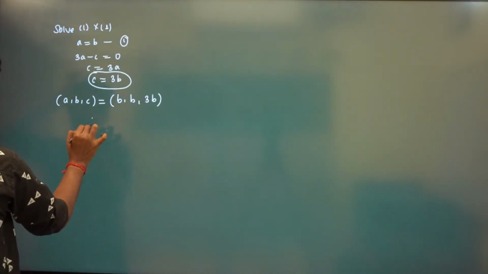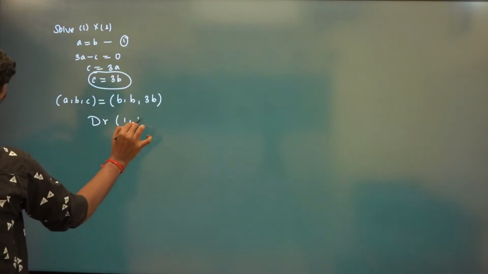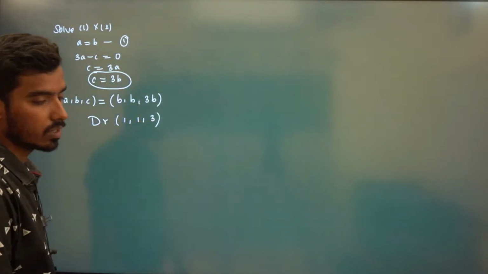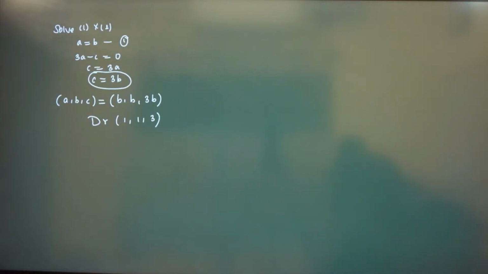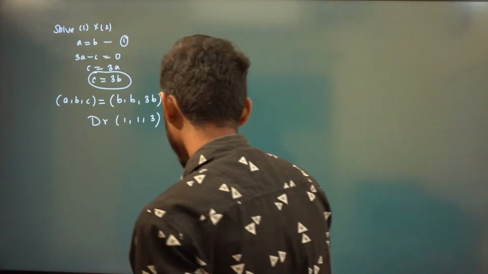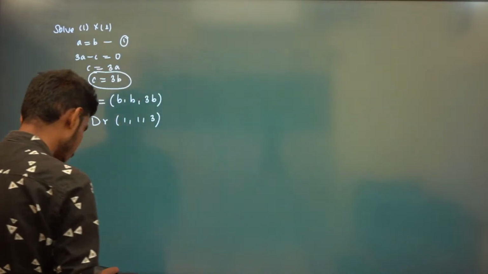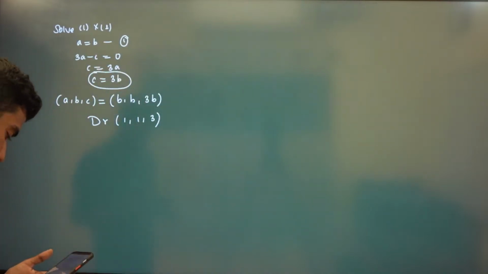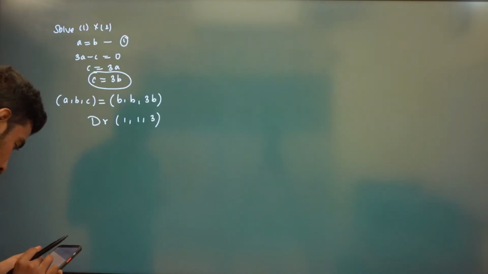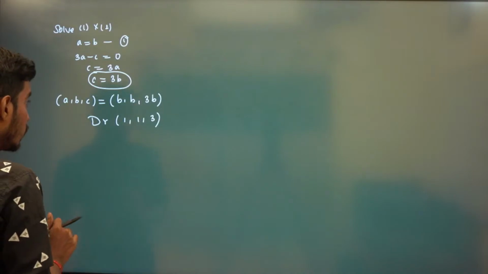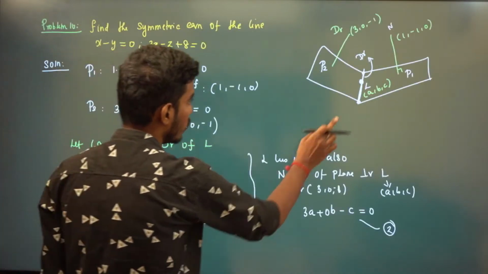Right? That means the direction ratio is 1, 1, 3. It is proportional only, right? So 1, 1, 3 is the direction ratio of the line which we need to have. Is it clear up to now? 1, 3 is the direction ratio of this line.